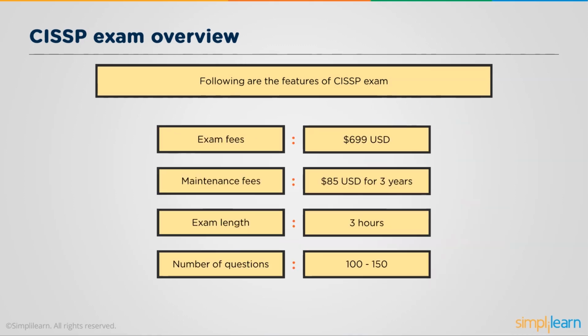The exam fees, $699, so it's an expensive exam. A single attempt for each voucher. So if you fail, that's another $700 for the second attempt.